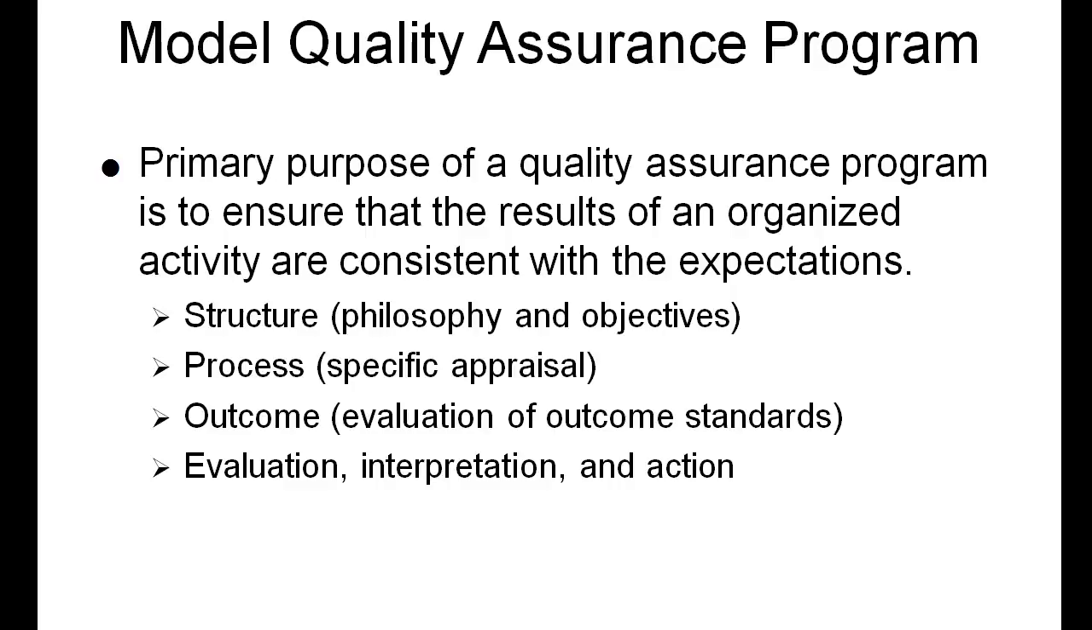So the primary purpose of a quality assurance program is to ensure that the results of an organized activity are consistent with the expectations. So you have your structure. What are your objectives? Your process: what way are you going to appraise what quality improvement measure you're looking at? And then your outcomes: what outcome standards are you going to evaluate against? And then you're going to want to evaluate, interpret, and put into action.